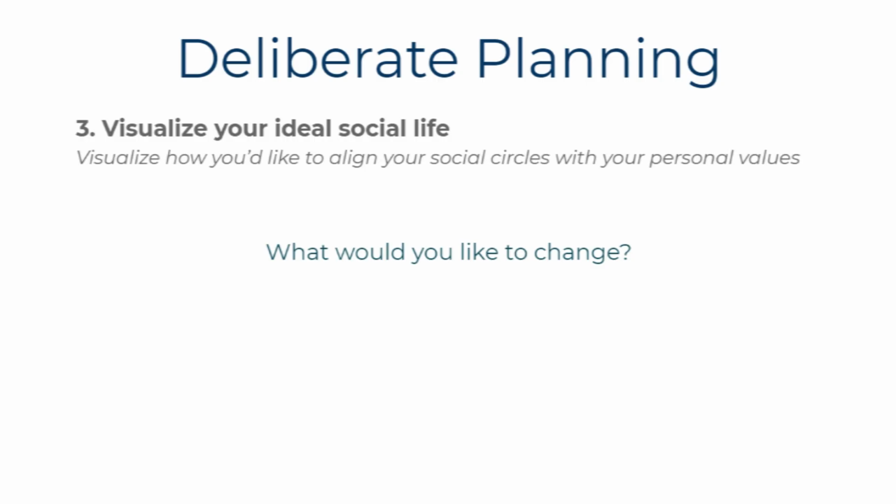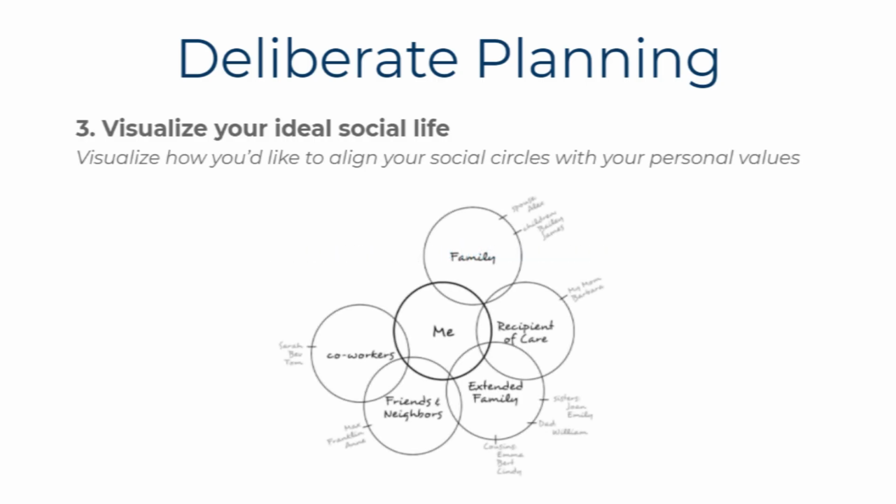To help get you started, here is an example of one caregiver's ideal social circles, where relationships are nurtured and boundaries are kept. As you look at this example, think about how your own social ideals are the same or different. Visualize how much time and energy you would like to spend socially with each group by how much the circles overlap. You can also consider adding names or additional circles when helpful.